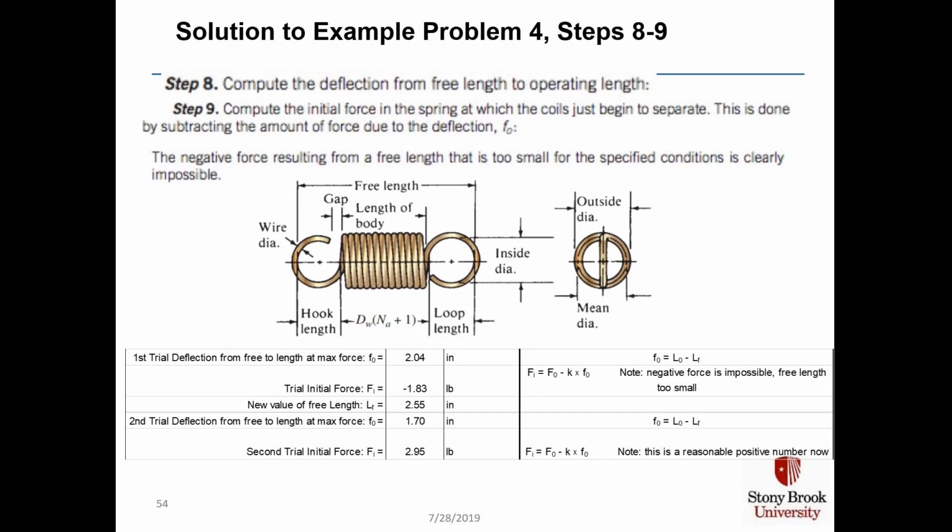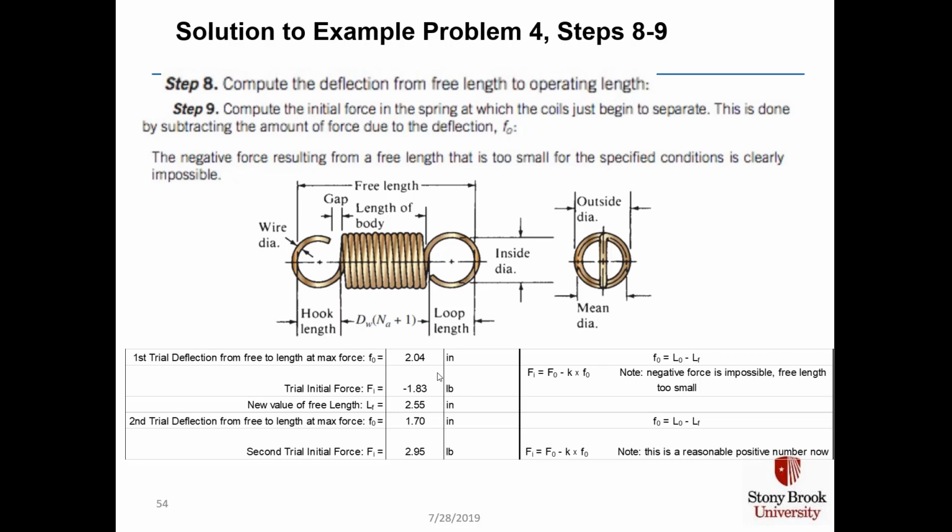In step 8, we compute the deflection from the free length to the operating length, which is 2.04 inches. And we compute the initial force in the spring at which the coils begin to separate. This is done by subtracting the amount of force due to flexion, small f sub 0. And what we find in the second row of the spreadsheet is the trial initial force, capital F sub I, is minus 1.83 pounds, which is impossible. And what it means is that our assumed estimate of 2.04 inches for deflection from free length at max force cannot possibly be right.